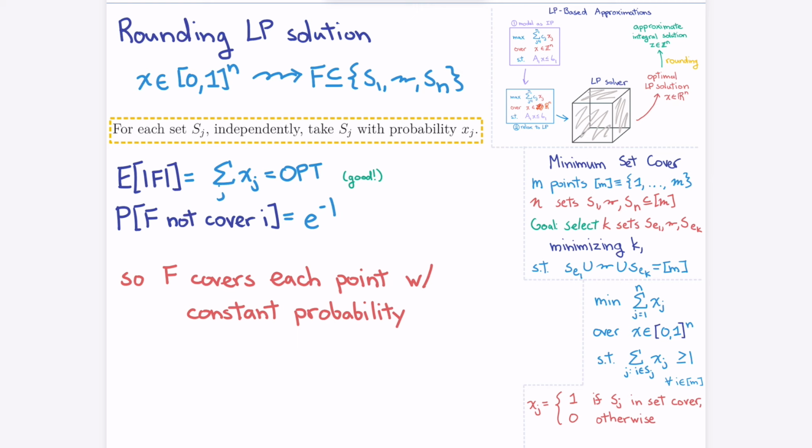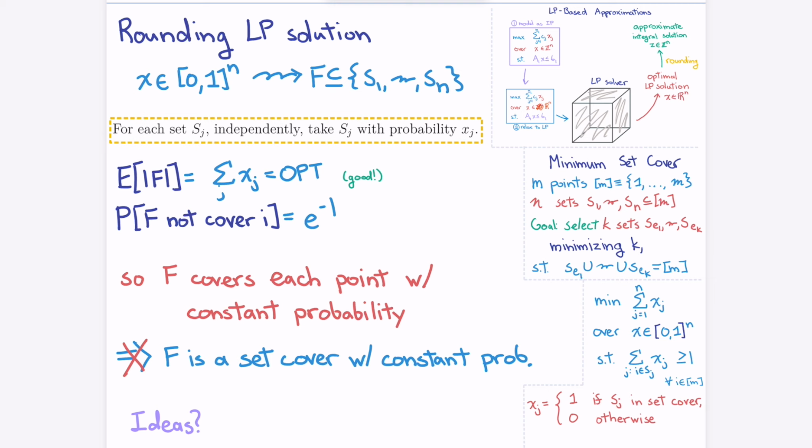Just because F will cover any particular point with constant probability doesn't guarantee that it'll ever cover all the points with any probability. Maybe it's even impossible. So that's the basic issue. We have not actually shown that F is a set cover with constant or any useful probability, even polynomially small would be fine because we could repeat polynomially many times. So we haven't actually shown something that works.